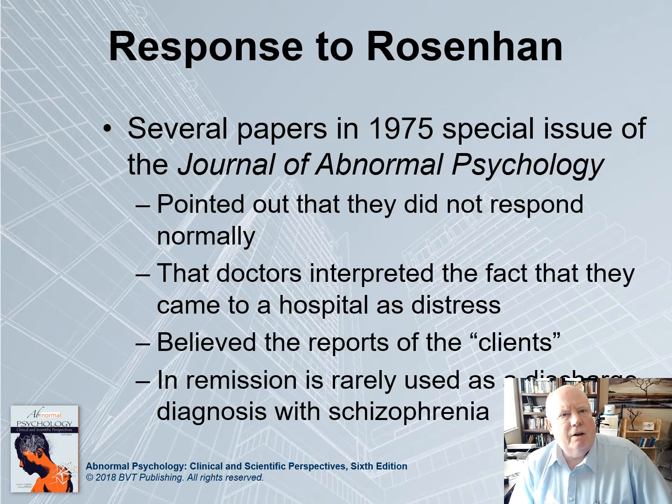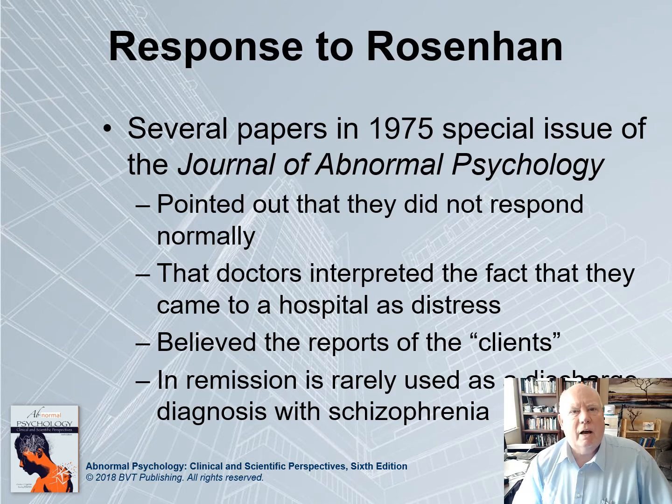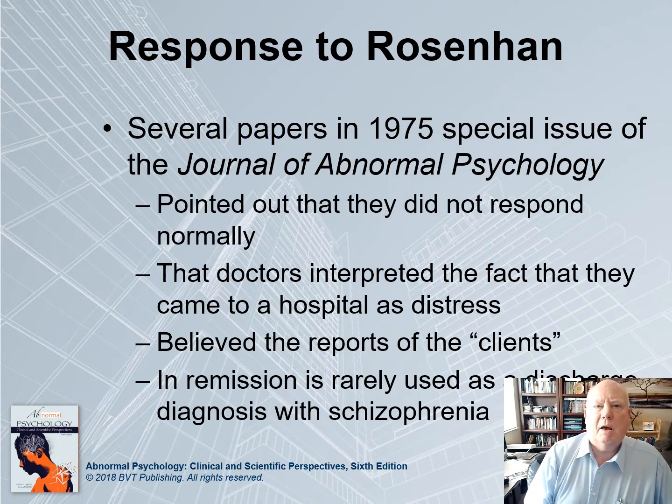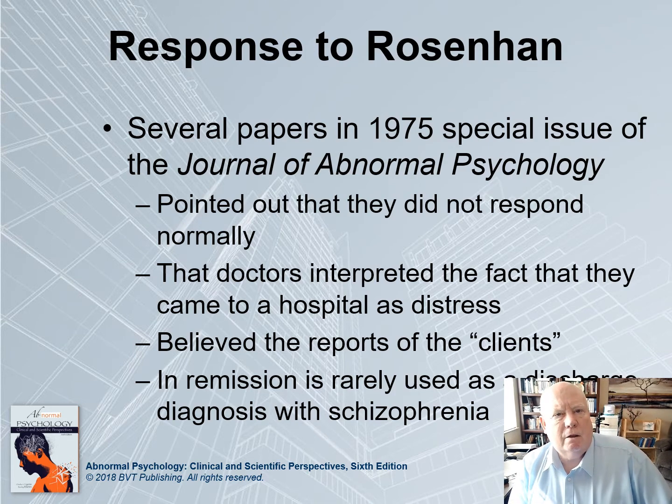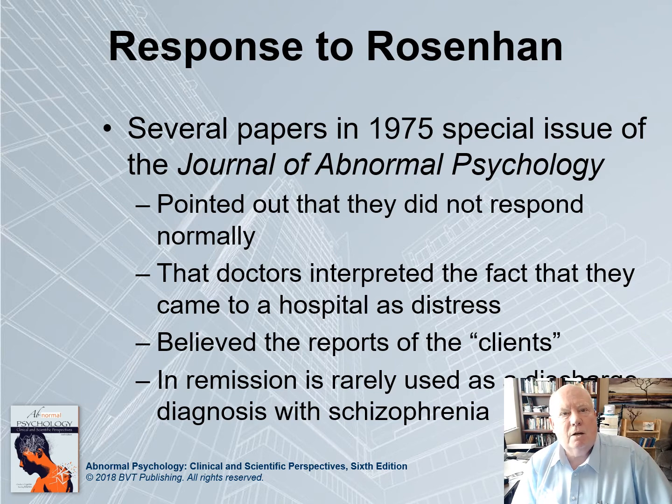In 1975, a special issue of the Journal of Abnormal Psychology published several papers challenging the ideas that Rosenhan had presented, and did it with data that, frankly, in my opinion, are much stronger than Rosenhan's.